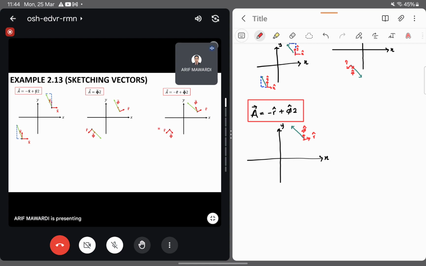Okay, enough for that. I believe you have tried this. In order to sketch this vector, you see that it has a negative r component. Positive r is along this direction, so negative r should be along this direction. For phi, it is positive 2, so it should be along this direction. So if you want to sketch this, it should be like this.